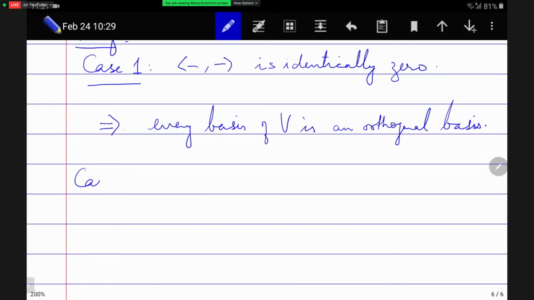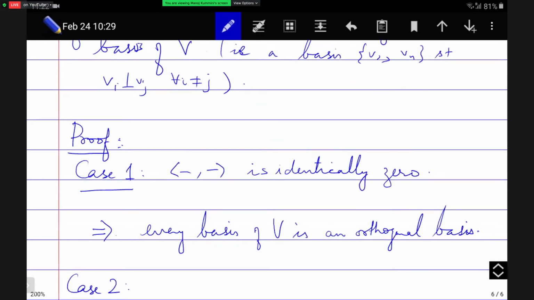Case two. Sorry, I should clarify. Yeah, sorry. The proof is by induction on dimension.